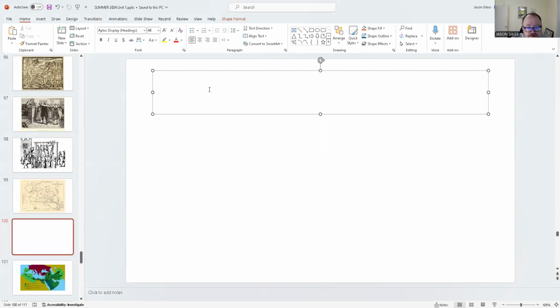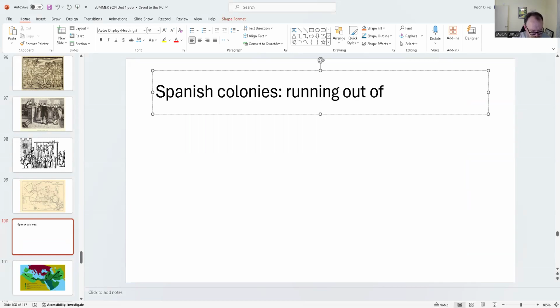Why were slaves needed? Why were African slaves needed in the New World? The main reason is that in the Spanish colonies, they were running out of natives to enslave. We didn't talk too much about the Spanish slave system, but natives had been used for slavery. And as that population began to diminish, another source of labor was needed.